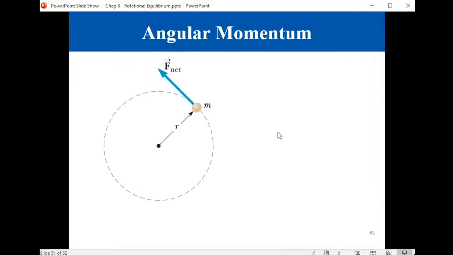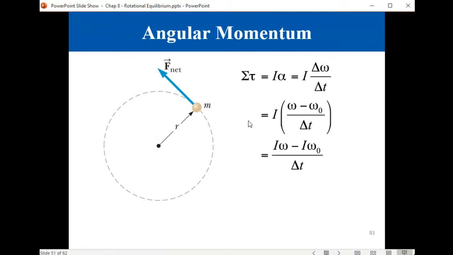Just like we have linear momentum for translational motion, we have angular momentum for rotational motion. Consider the torque. Torque equals I alpha, and alpha is delta omega divided by delta t. Delta omega is the change in the angular velocity, so it's omega final minus omega initial. So now we are dealing with I omega final minus I omega initial, divided by delta t. We define the angular momentum as the product of I omega.